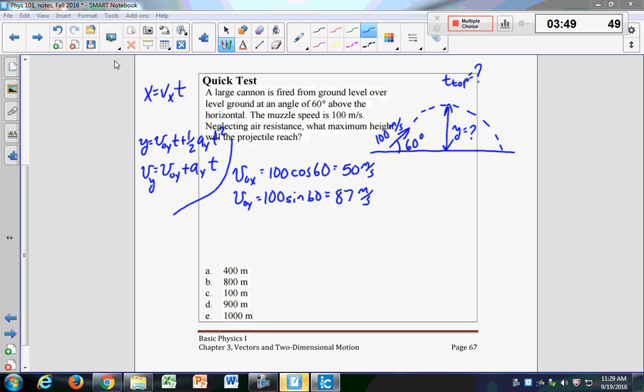I found zero x. You can check yours against those. But now you need to find the time, and then you need to find the height at that particular time, at the time at the top. I'm going to give another minute or so.